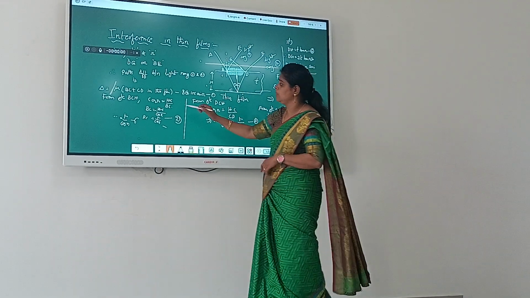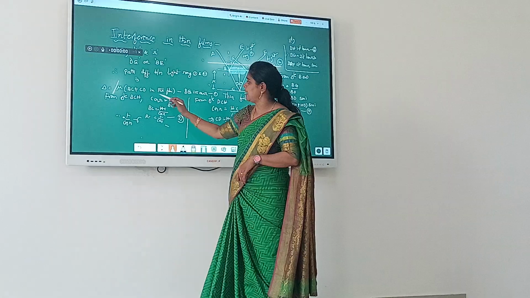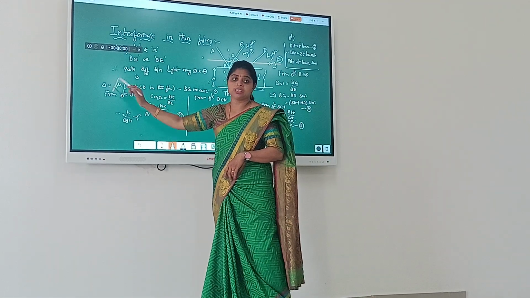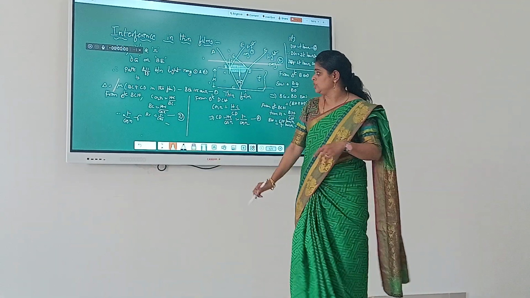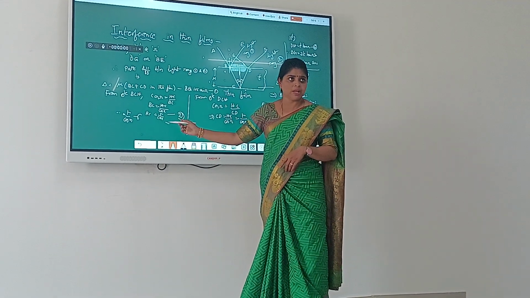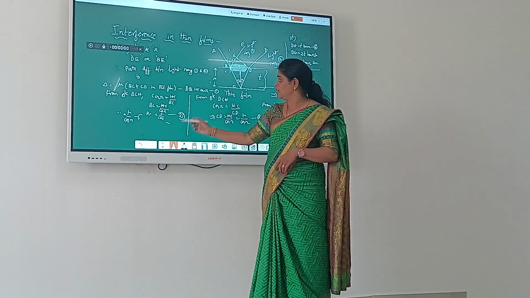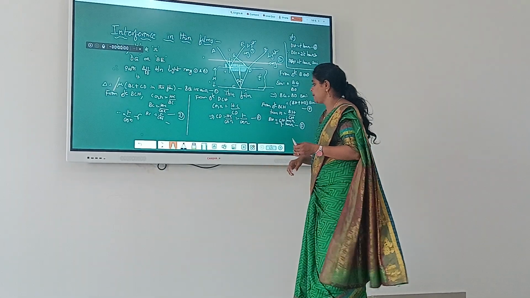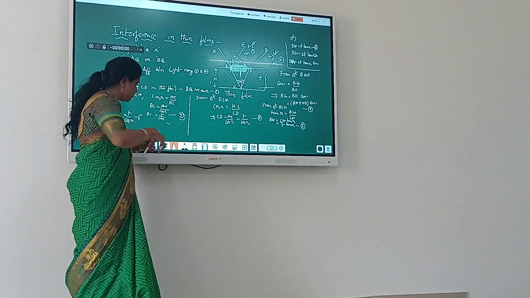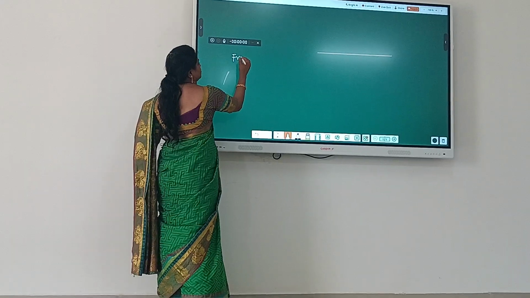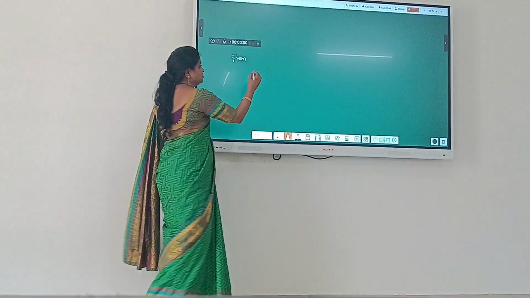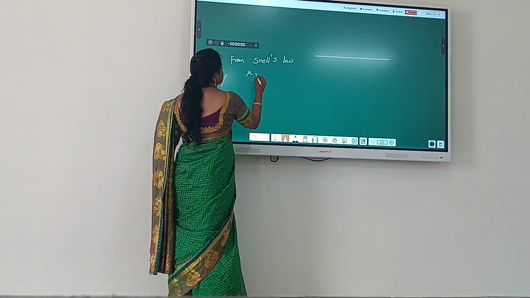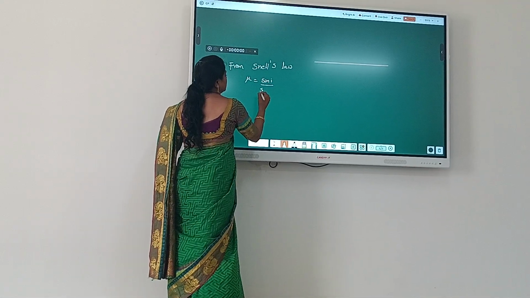Now you can substitute the values of BC plus CD and BC in the path difference equation. BC plus CD is T by cos R plus T by cos R, meaning 2T by cos R. Next, the BC value is 2T into tan R sin I. So what is Snell's law? From Snell's law, mu equals sin I by sin R.